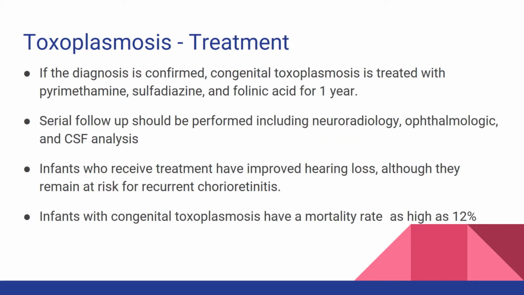So looking at treatment, if the diagnosis is confirmed, it's treated with pyrimethamine, sulfadiazine, and folinic acid for 1 year. Serial follow-ups should be performed, including neuroradiology, ophthalmologic, and CSF analyses. Infants who receive treatment have improvement in their hearing loss, although they remain at risk for recurrent chorioretinitis throughout their lifetime. Additionally, I think it's important to highlight that congenital toxoplasmosis does have a mortality rate as high as 12%.